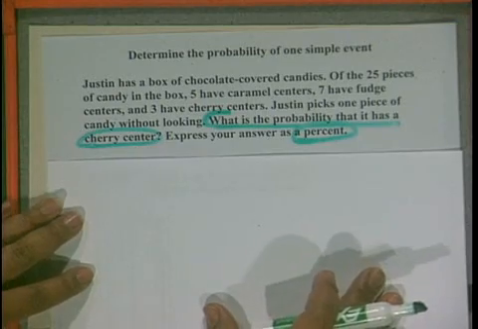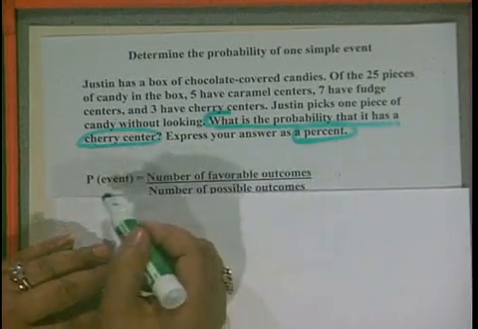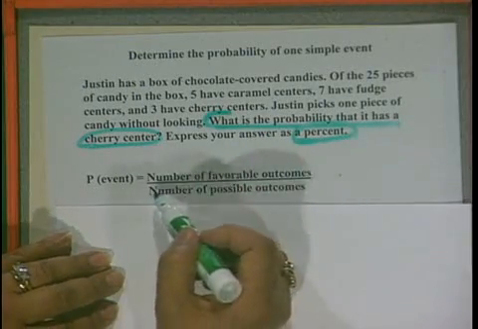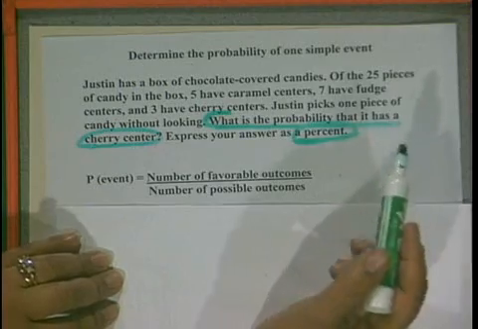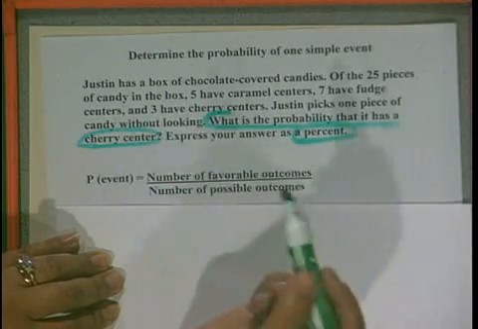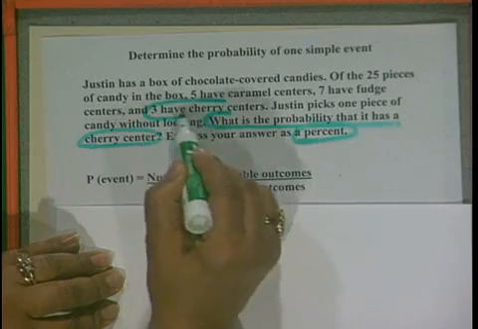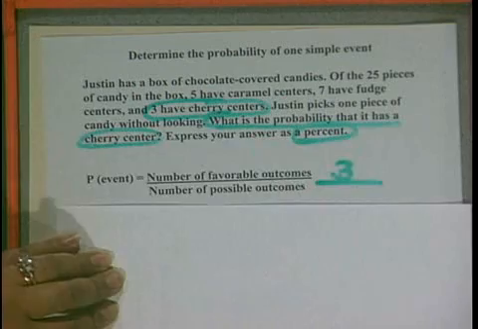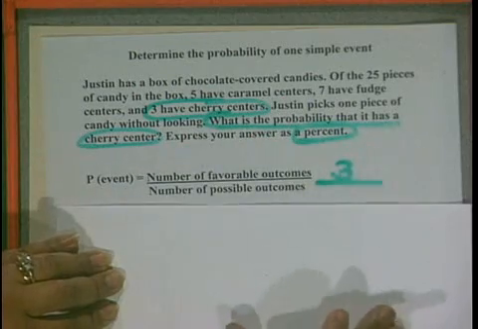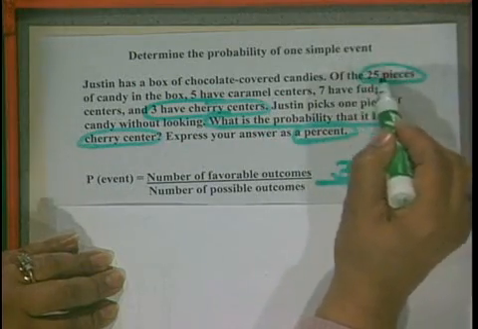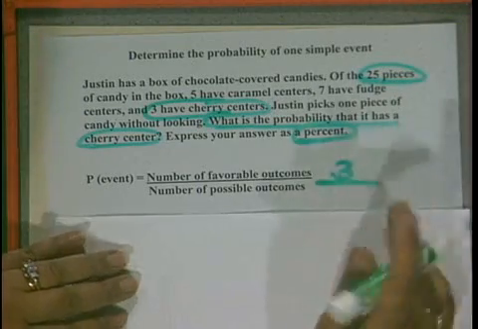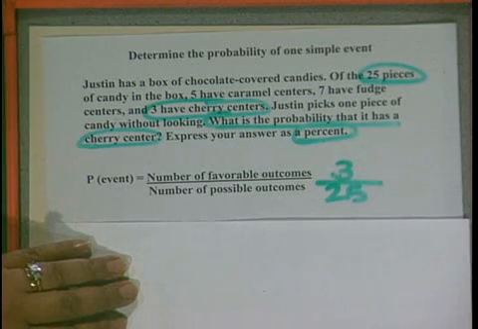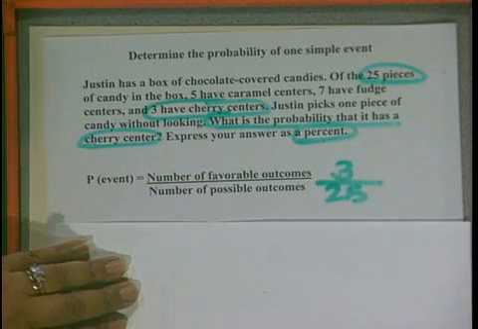And whenever I'm working with probability, I have an equation that I use. The probability of an event is equal to the number of favorable outcomes divided by the number of possible outcomes. So my favorable outcome would be a cherry center. So if I look here, he has 3 that are cherry centers. That will be my numerator. If I look at my total number of possible outcomes, since there are 25 pieces of candy, there are 25 possible outcomes. So here I have my probability expressed as a fraction.